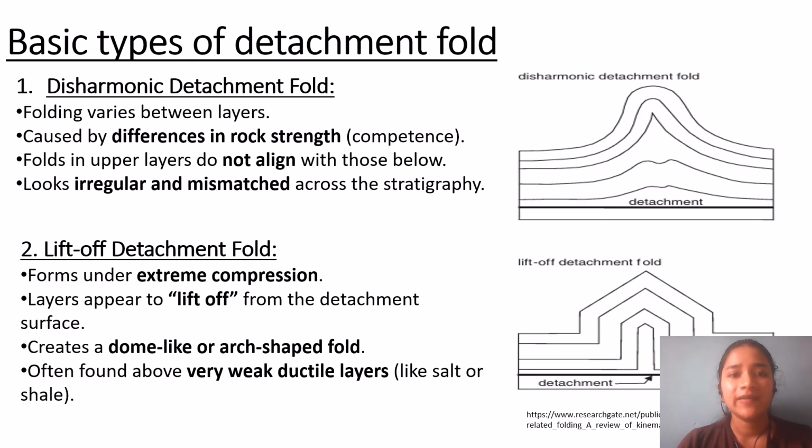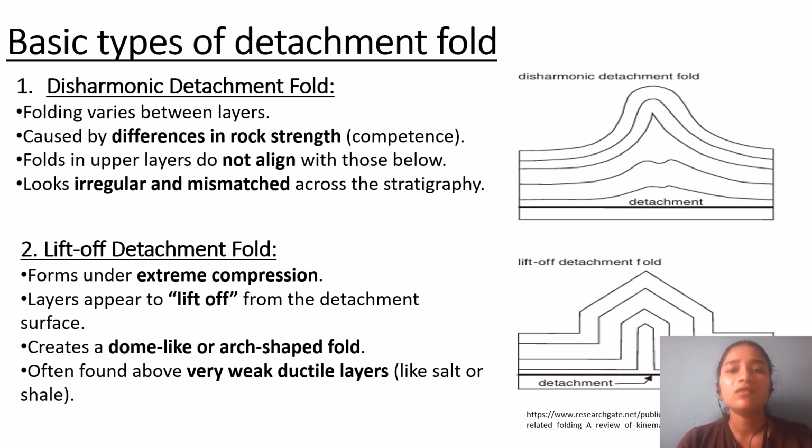Now coming to basic types of detachment fold. Here we have two main types of detachment folds, disharmonic and lift-off. These structures form due to deformation along a weak ductile detachment layer, but the resulting fold geometries differ based on the conditions and materials involved. The first one is the disharmonic detachment fold. You can see it in the top diagram.